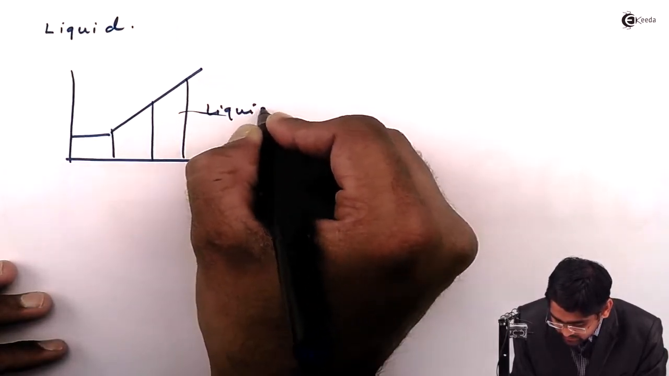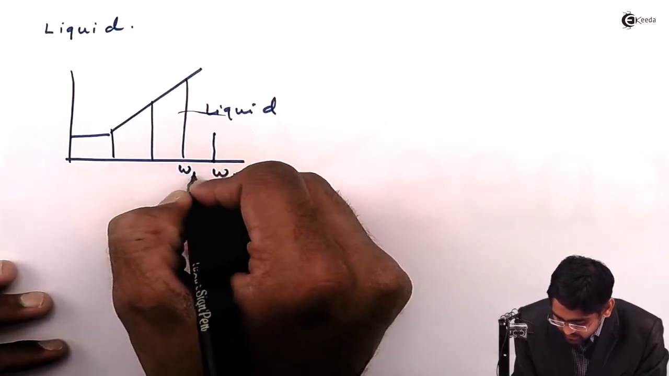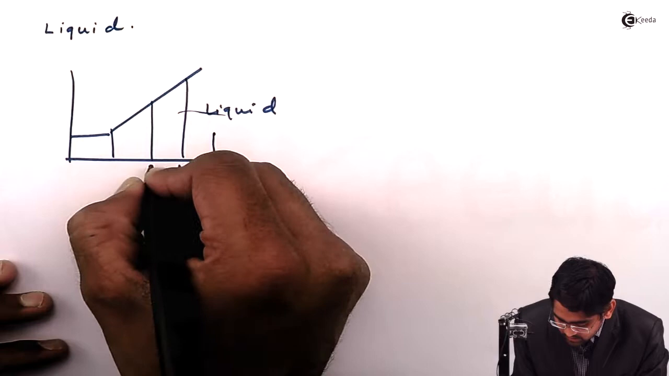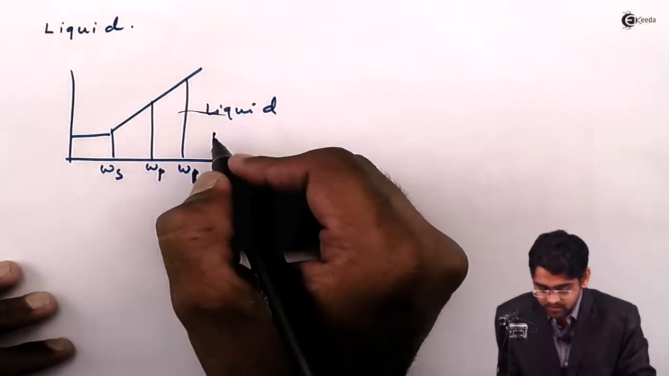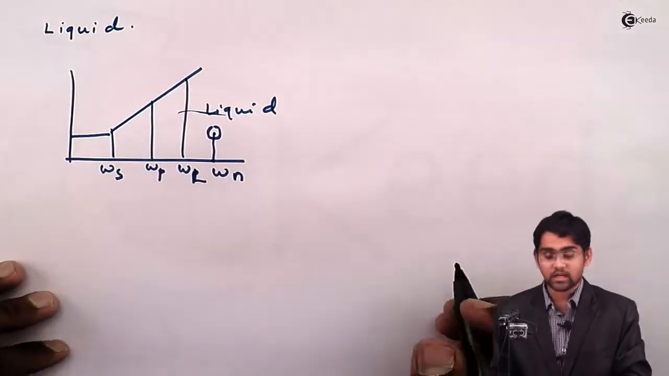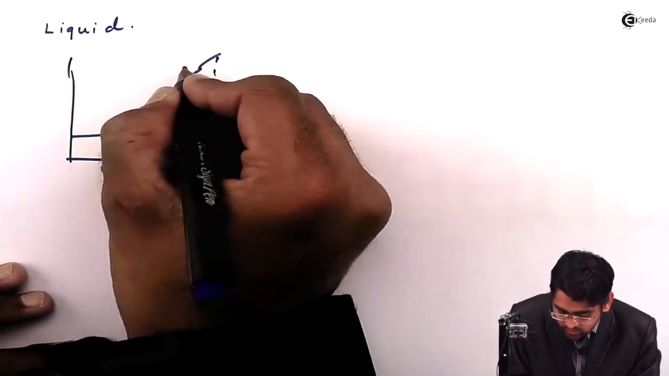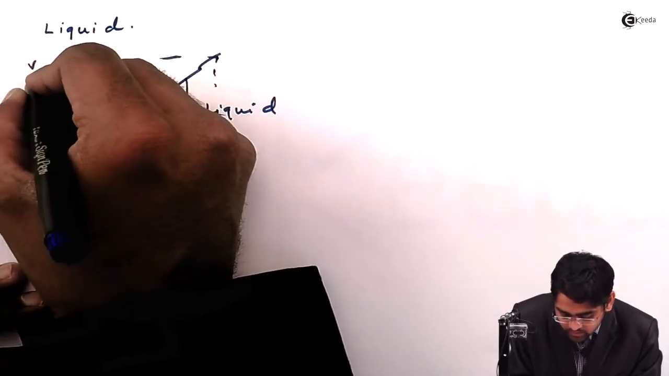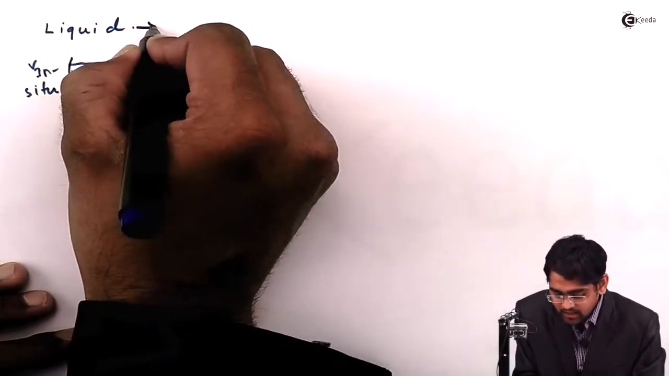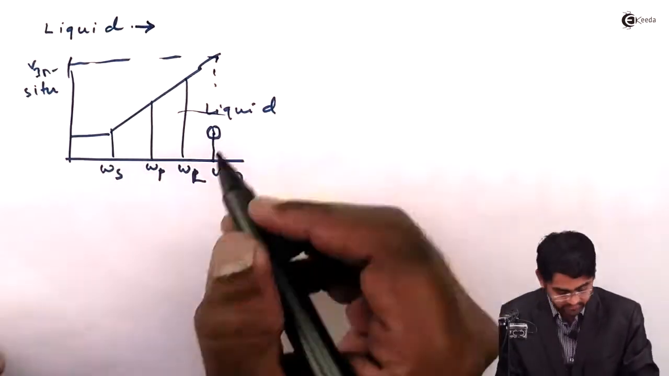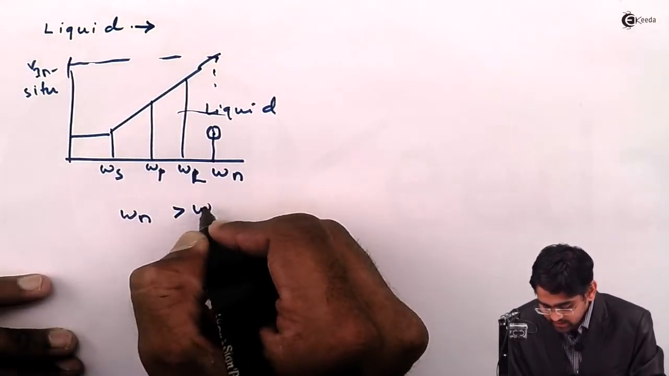This is the liquid phase. This is the natural water content, this is the plastic limit, this is the liquid limit, this is the shrinkage limit. So this is the natural water content, and corresponding to this we have this much volume, the in situ volume, V in situ. So when you have a liquid phase, then Wn is greater than the liquid limit.